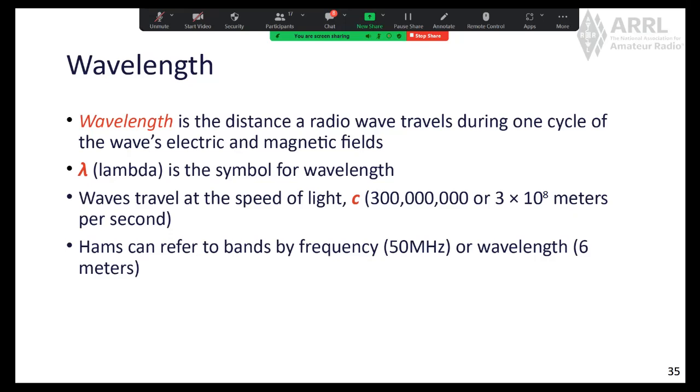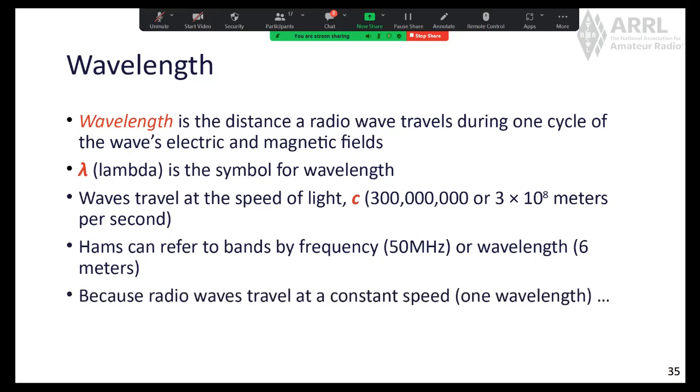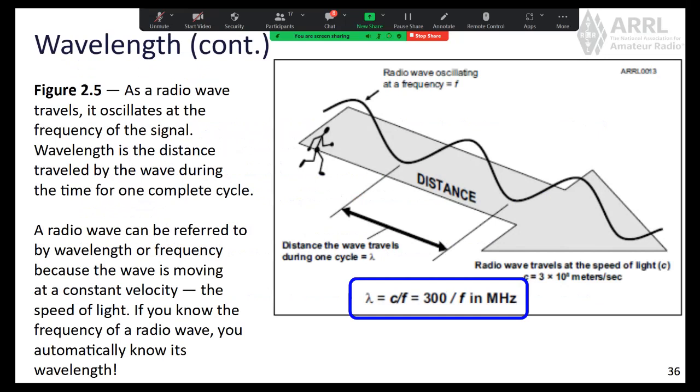Hams can refer to bands by frequency, such as 50 megahertz, or wavelength, which is 6 meters. Because radio waves travel at a constant speed, the distance of one wavelength is the speed of light divided by the frequency in megahertz. As a radio wave travels, it oscillates at the frequency of the signal. Wavelength is the distance traveled during the time for one complete cycle.